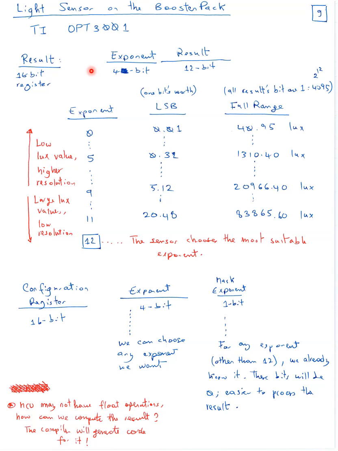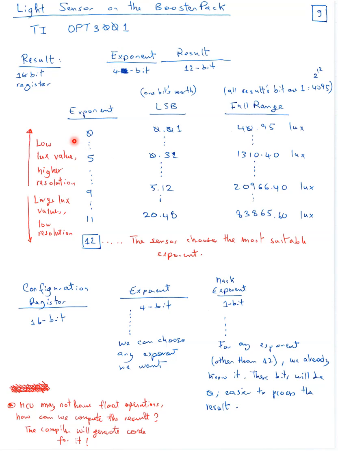This is the interpretation of the 16-bit result. It has a 4-bit exponent and a 12-bit value. And the way it works is we have a 12-bit value, so this counts from 0 up to 4095, which is 2 to the 12 minus 1. We're gonna take this value and we're gonna multiply it by a number which is designated by the exponent. So this is how it works.